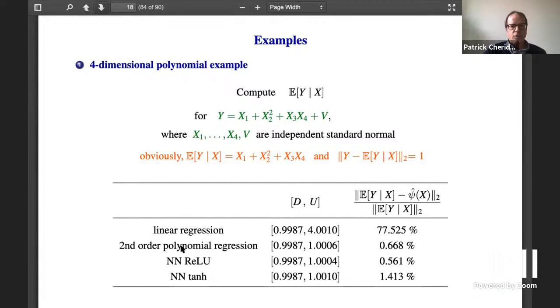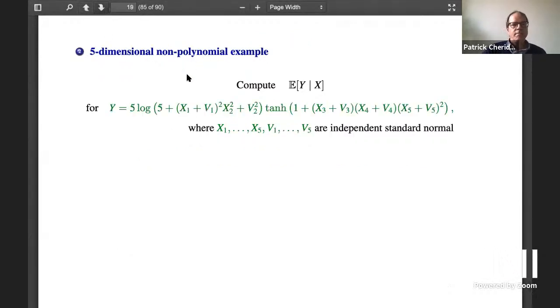Then let's try a second order polynomial regression, which is a bit pointless because we know it's going to solve the problem correctly because the problem is polynomial. Okay, but you see from the numerical results, the upper bound is very tight and the relative error is 0.6. Okay, and then I'm doing the same exercise with a ReLU neural network and a hyperbolic tangent neural network, and the results are comparable to the second order polynomial regression, which is kind of the best method here to use.